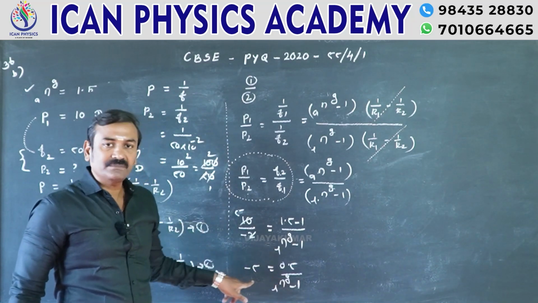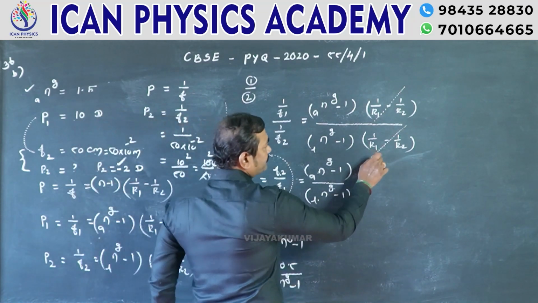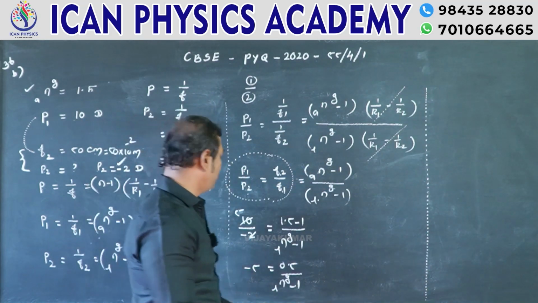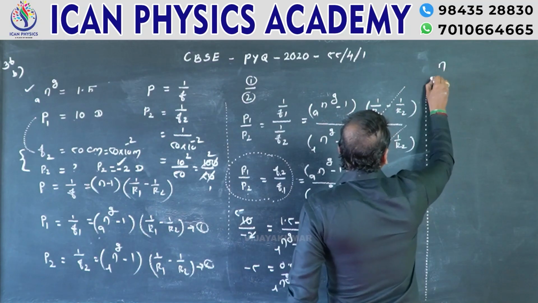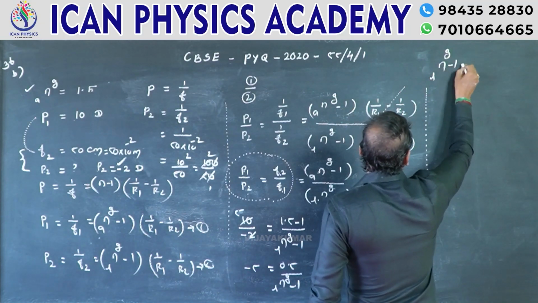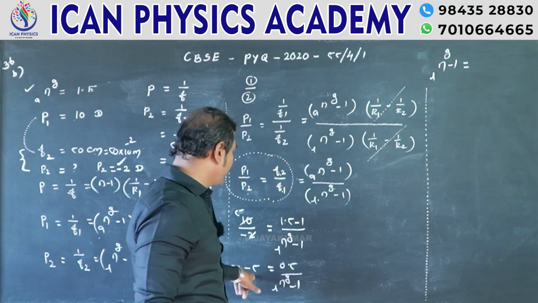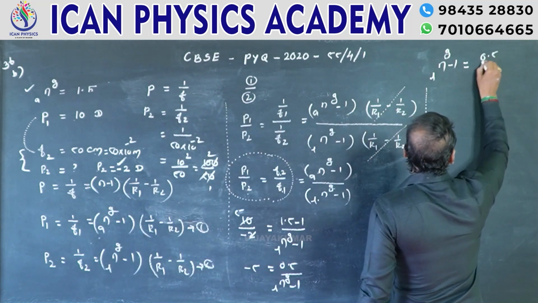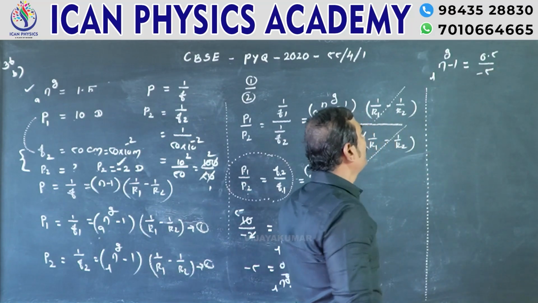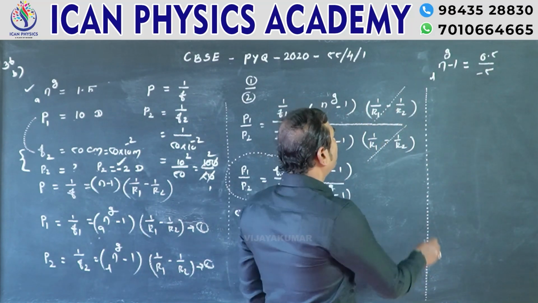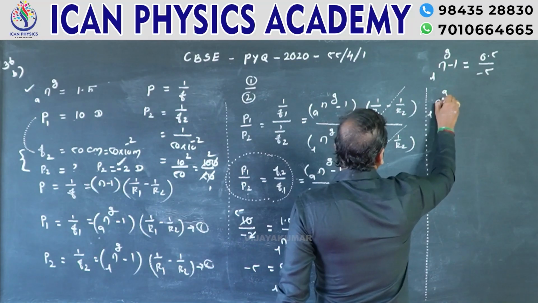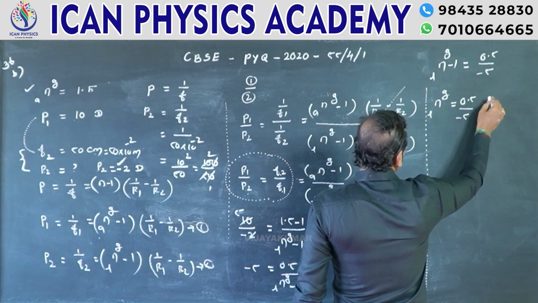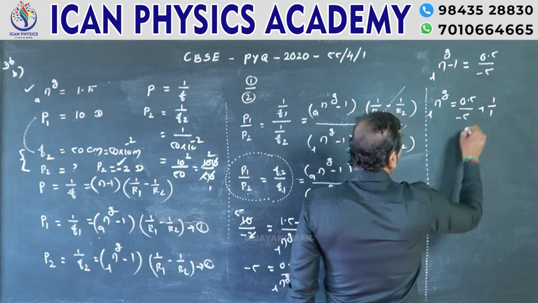Now the division value comes to this side as multiplication. So the refractive index of liquid with respect to glass minus 1 is equal to 0.5 divided by minus 5, as the multiplication value comes to this side as division. The minus 1 goes to the right side as plus 1. So the refractive index equals 0.5 divided by minus 5, plus 1 divided by 1.